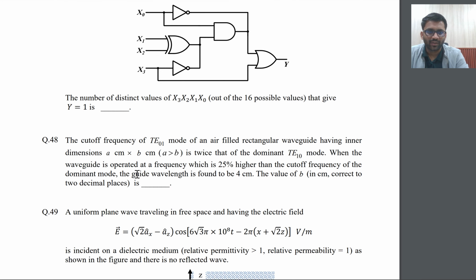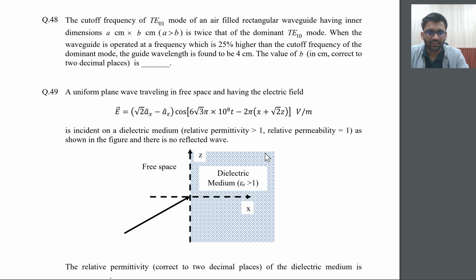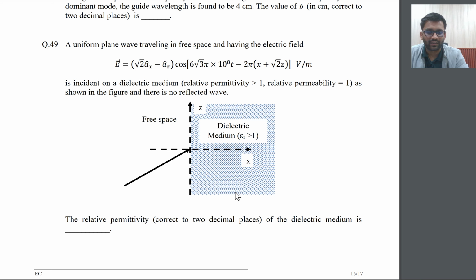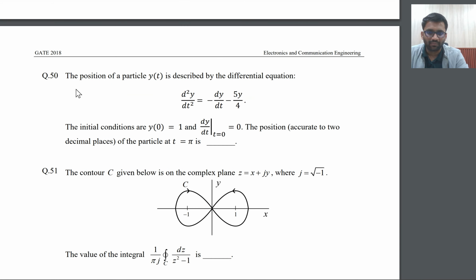Again, this is a very easy question from EMFT. This is also very straightforward from EMFT. You need to find the dielectric constant of the second medium. Mathematics, although not one of my favorite subjects, is still very, very straightforward. Even a 12th standard student can solve this question.